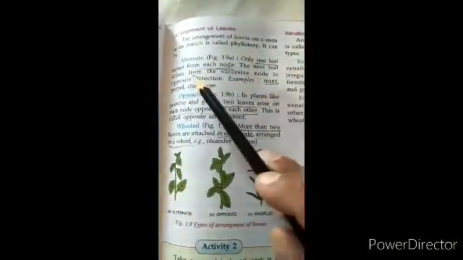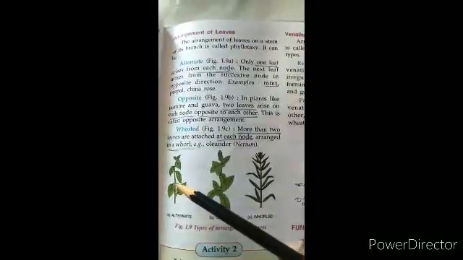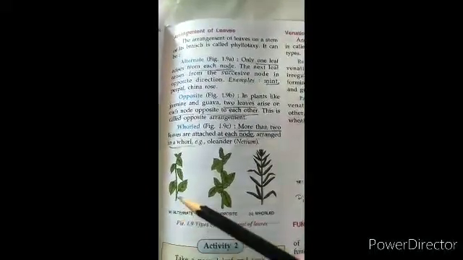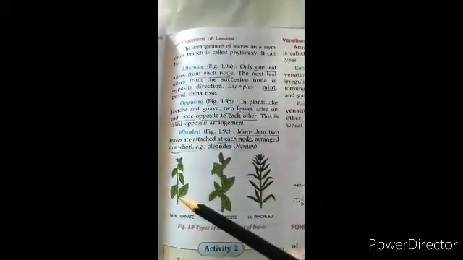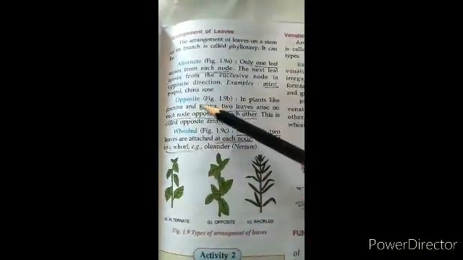Alternate means that only one leaf arises from each node. The next leaf arises from the successive node in the opposite direction. Then the next leaf comes on the next node, again in the opposite direction. So this is known as alternate. Easy to understand? One leaf on each node, and the next leaf comes in the opposite direction. The second arrangement is opposite.